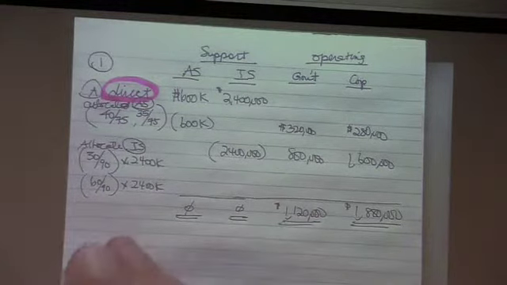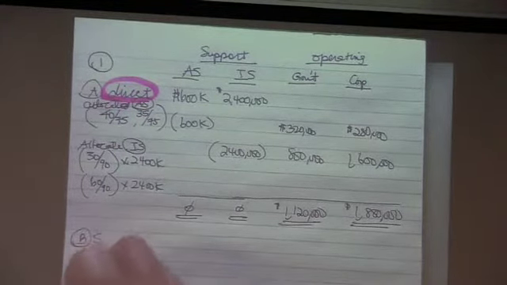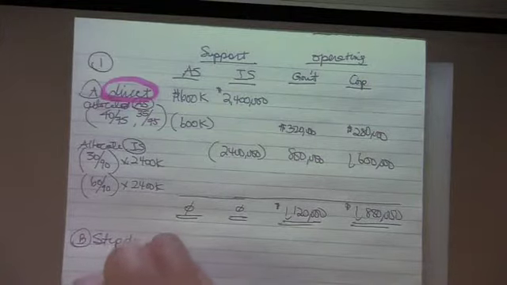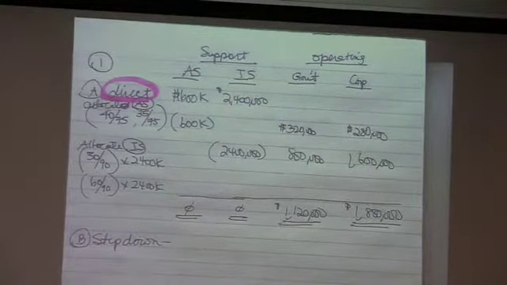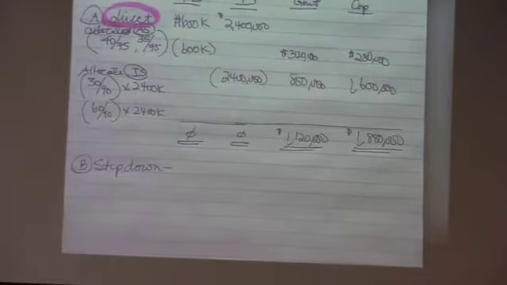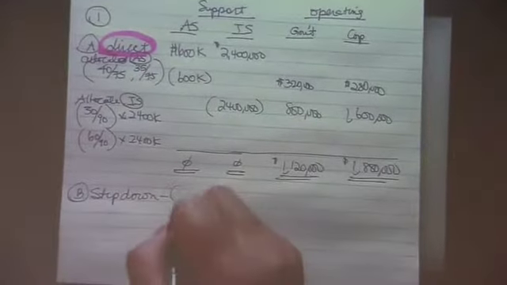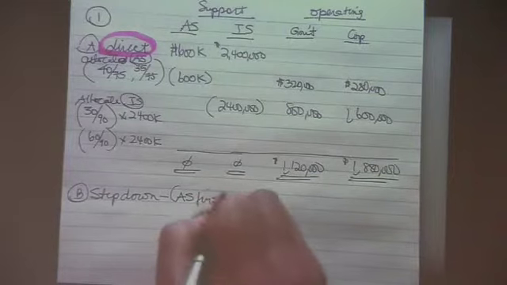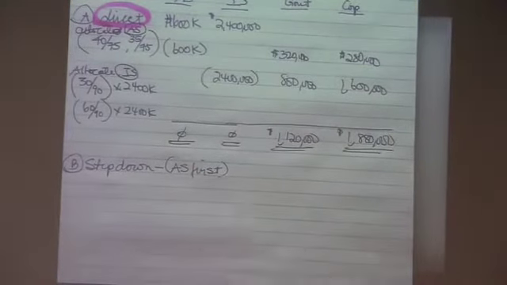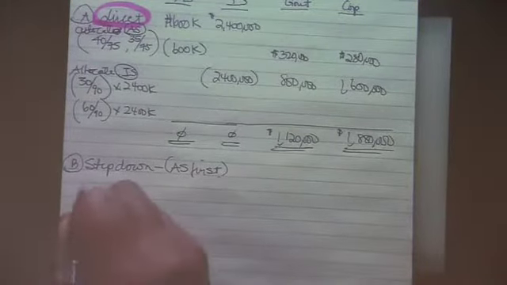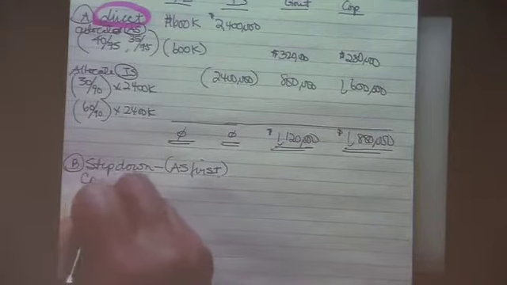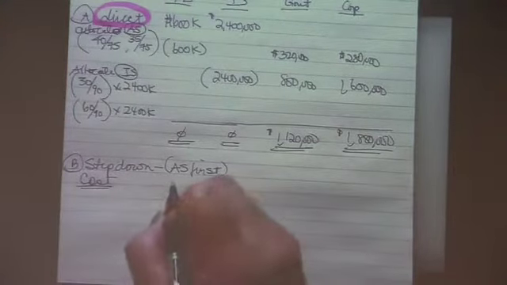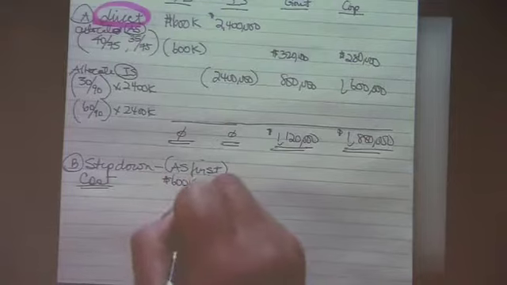Now, in part B, we're going to use a step-down, but this time we're going to say that the priority is we're going to actually allocate the admin services first. Okay, so that's the rule. So the cost, so let's put that back here.